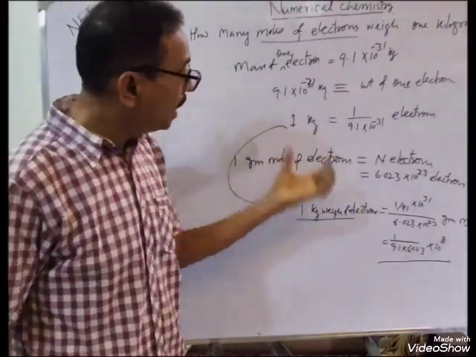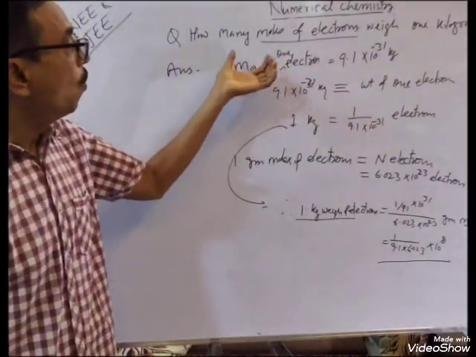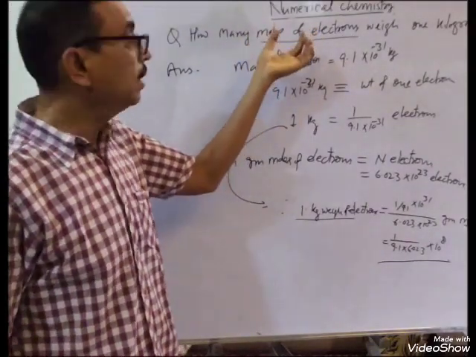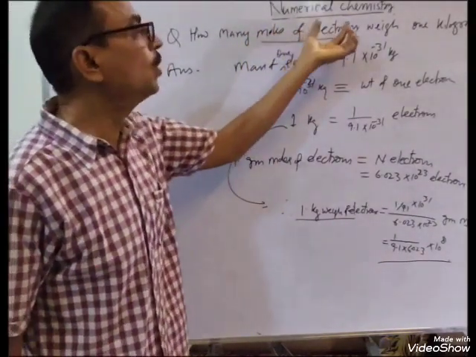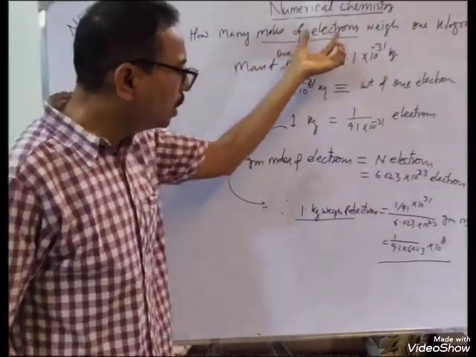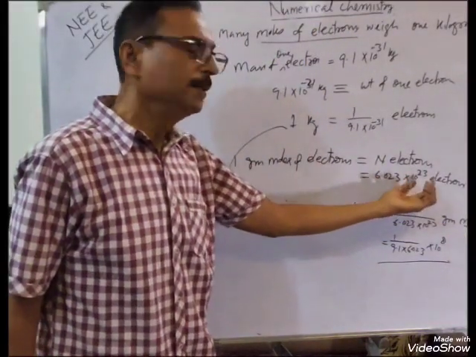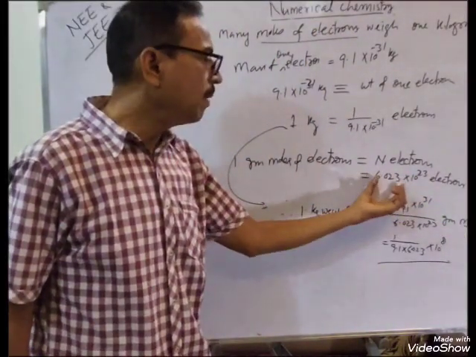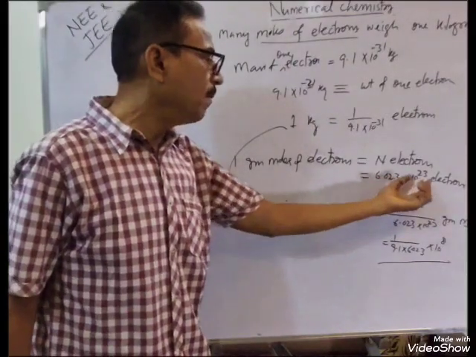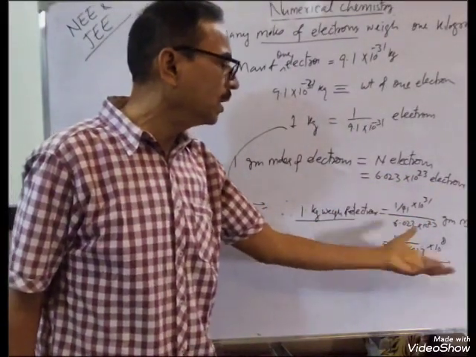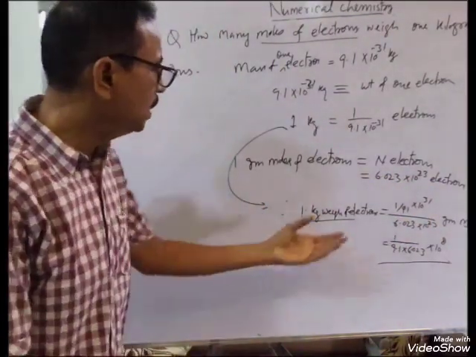So you must understand the question. What is asked? Not the number of electrons weighing 1 kg, but moles of electrons. So this is the moles. If you divide the number of electrons by the Avogadro number, you will get the answer. So the answer is this.